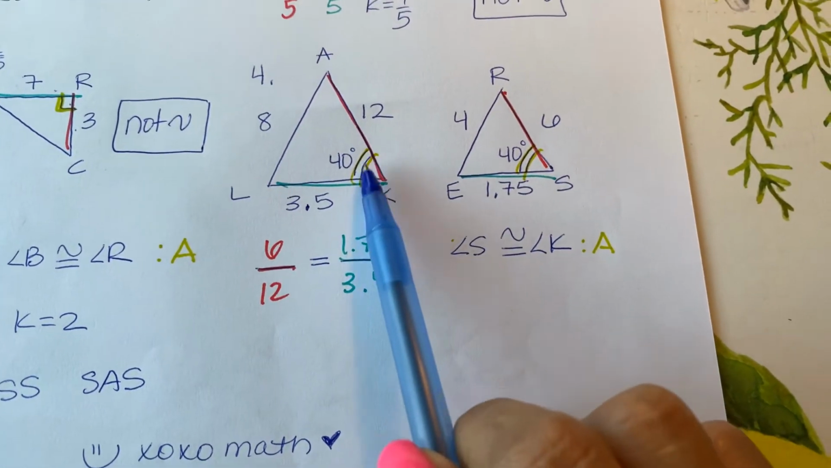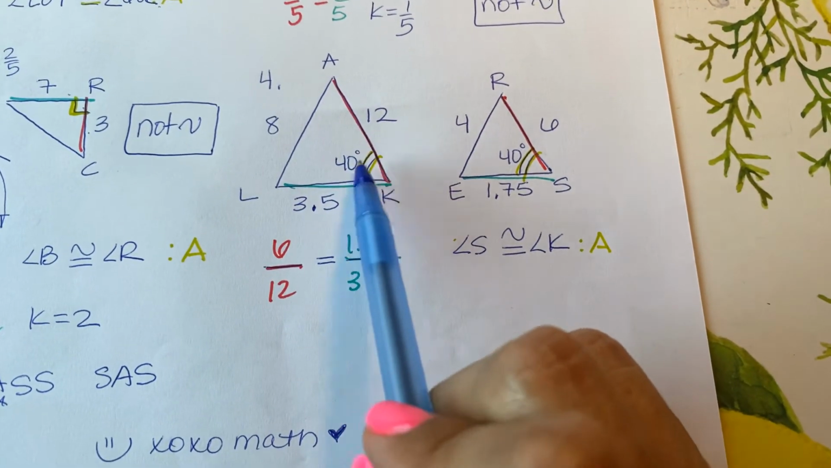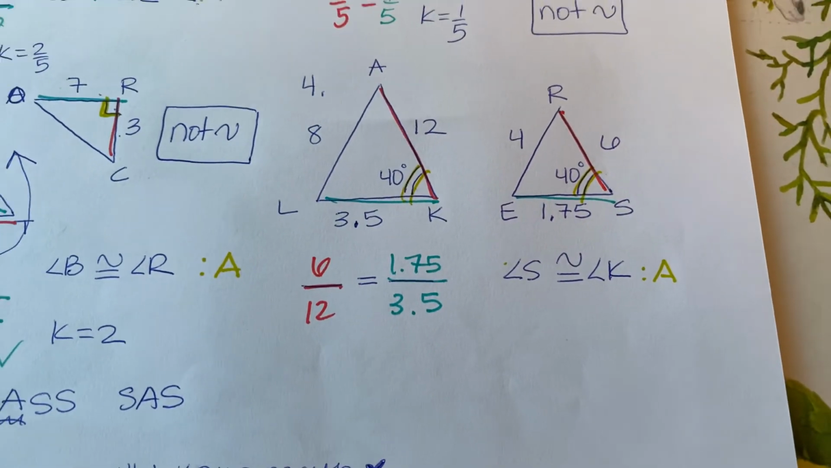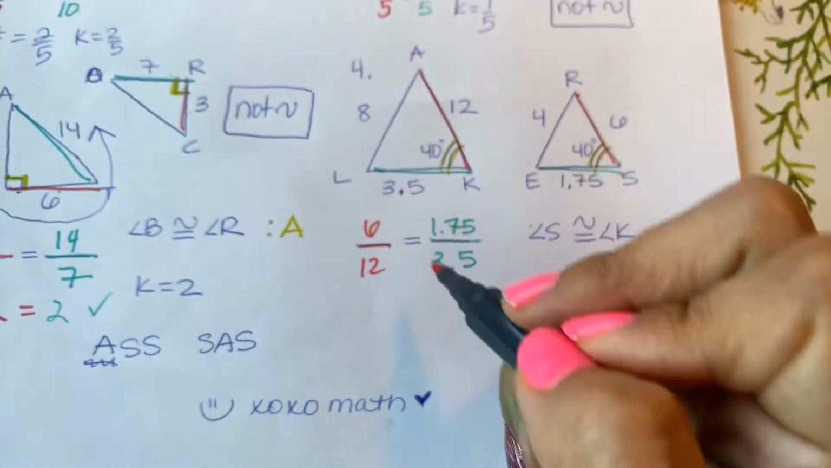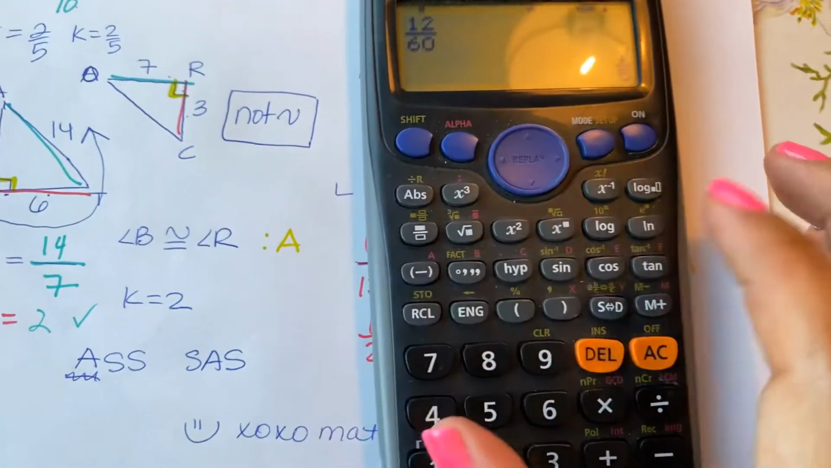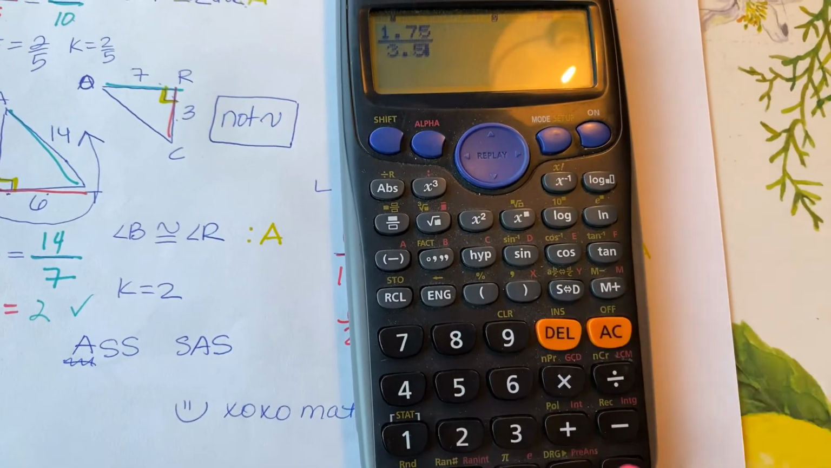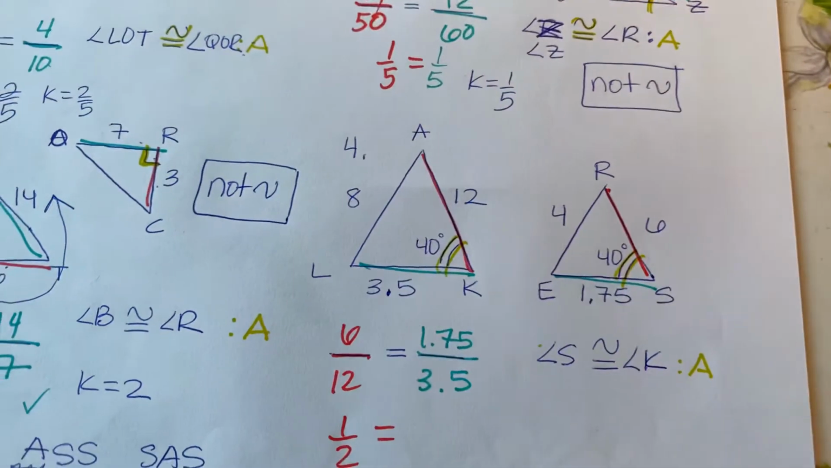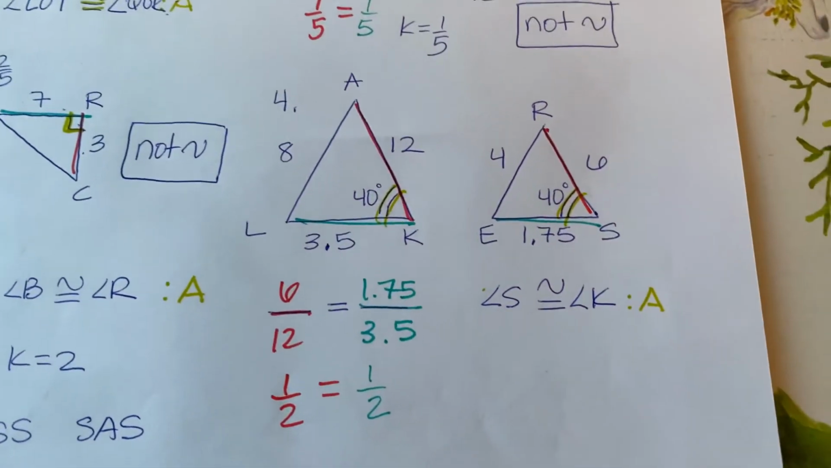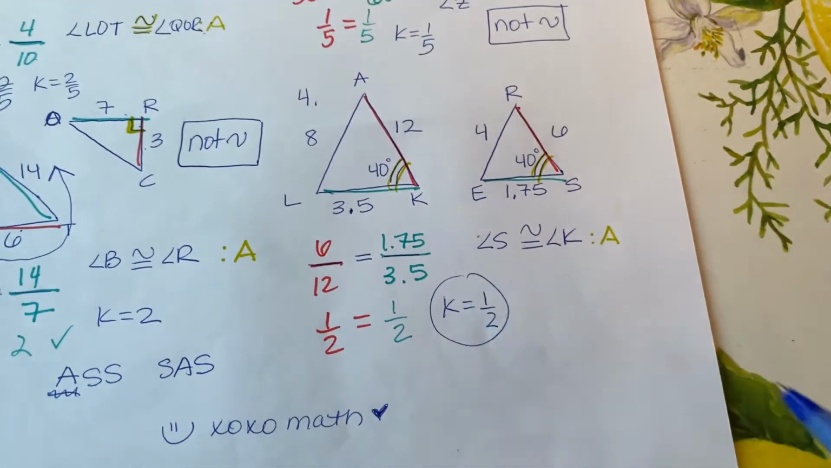And so far, it looks like an inclusive angle, right? It's in between the pink and the teal. That's an inclusive angle. So far, it's looking great. Okay, so all we have to do is just prove that this is 1/2. 6 to 12, 1/2. 1.75 divided by 3.5. It is 1/2, but let's check. 1.75 over 3.5, 1/2. So I actually have a perfect side angle side here. 1/2. That is my scale factor.